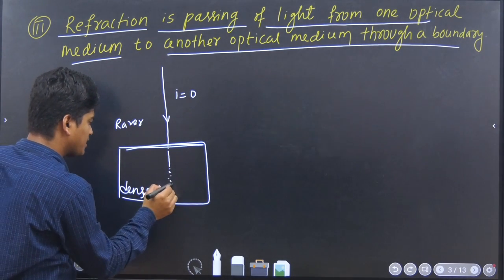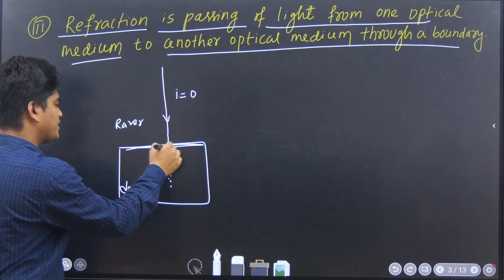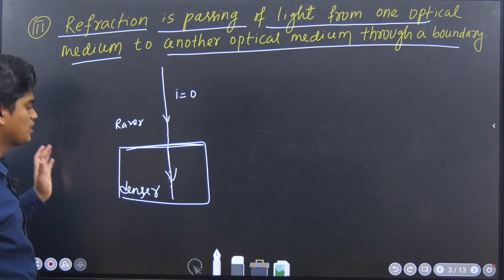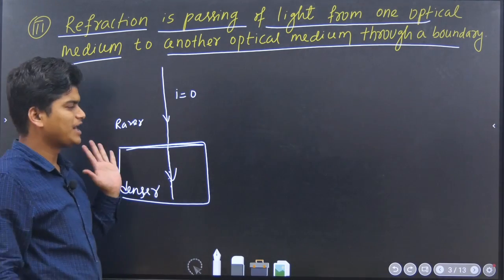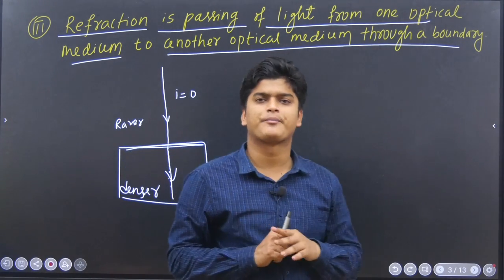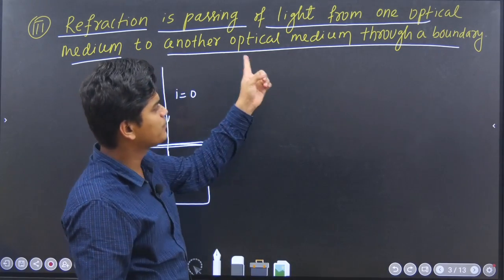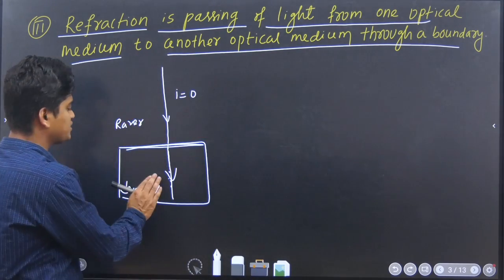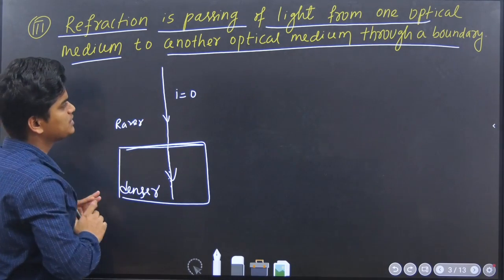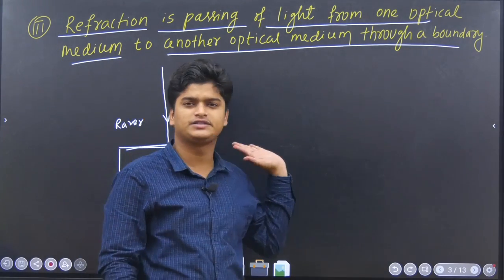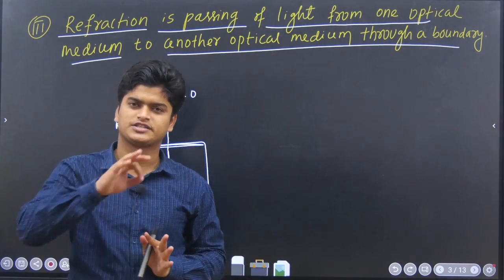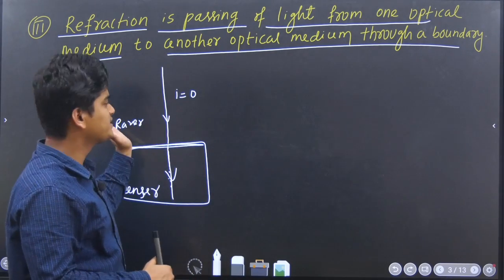Then what will happen? This light ray will pass straight like this, so the light ray will go totally this way. That means what is happening here? Refraction is not happening. If I take this definition, refraction is the passing of light from one optical medium to another optical medium through a boundary, then this is not refraction, it is just simply passing. So that is what NCERT is telling.